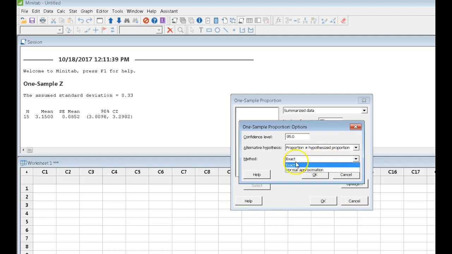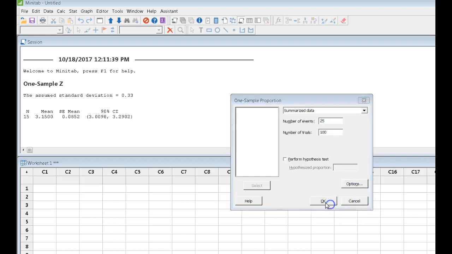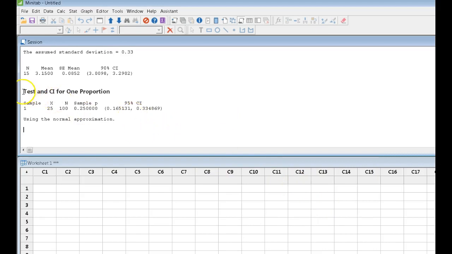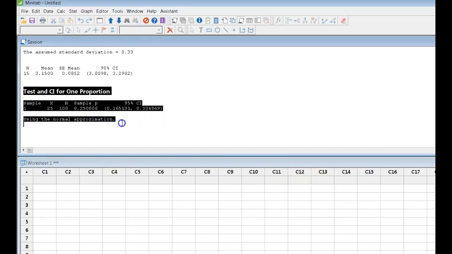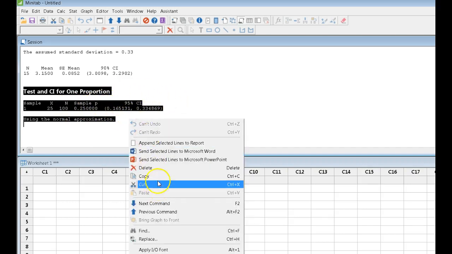And by the way, if you want to get exactly the values that you get from the formula that's in our book and in our notes, you have to ask Minitab to give you the normal approximation as opposed to the exact interval. Click OK and OK, and it tells me that it's used the normal approximation. I've given it the 25 out of 100. It calculates my sample proportion, and here's my confidence interval.